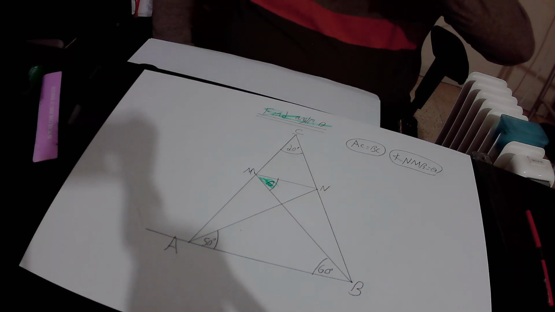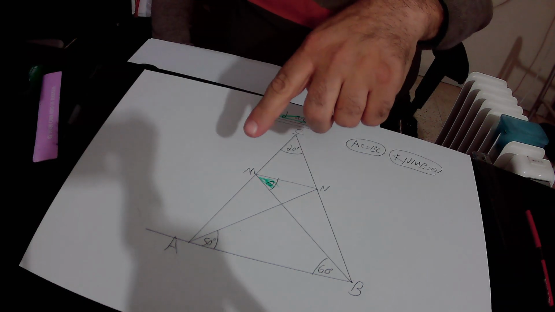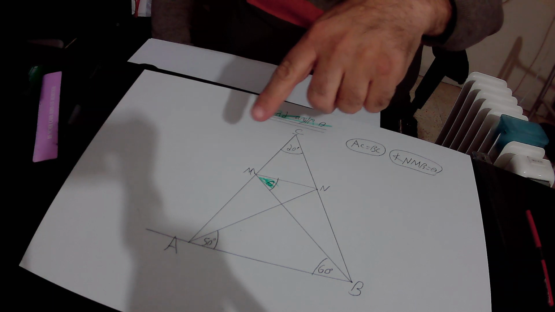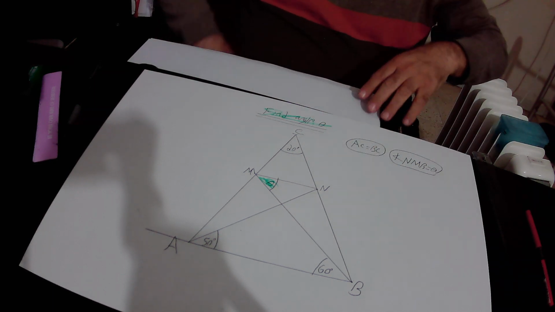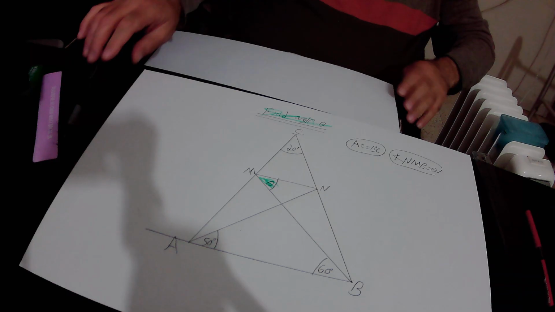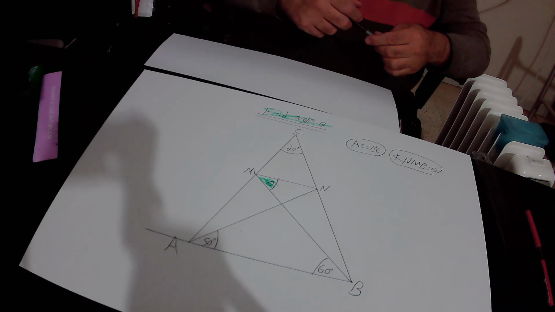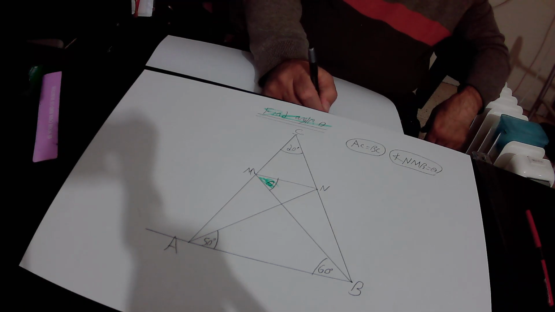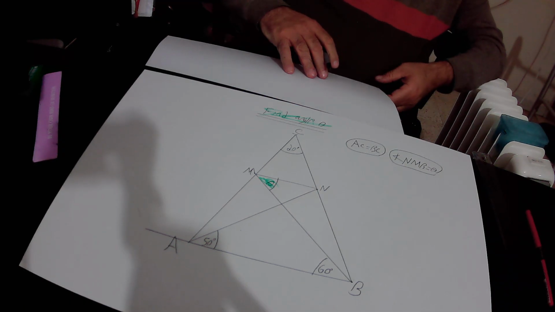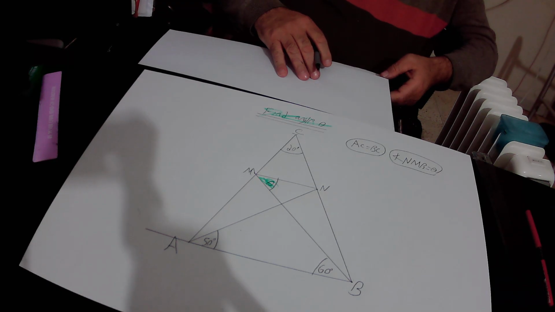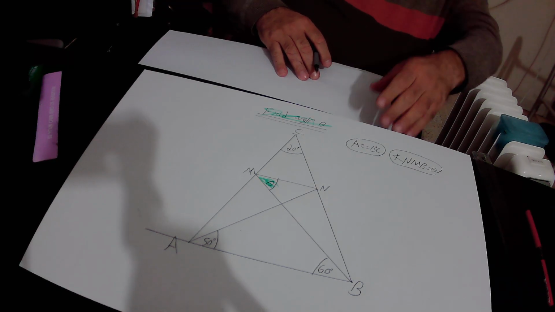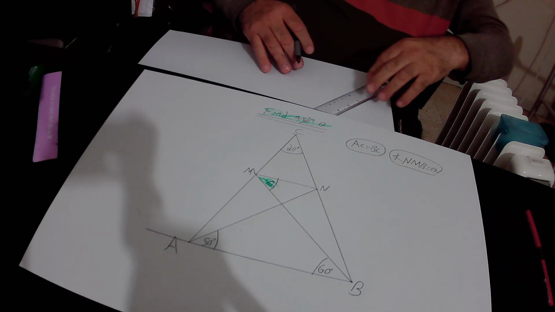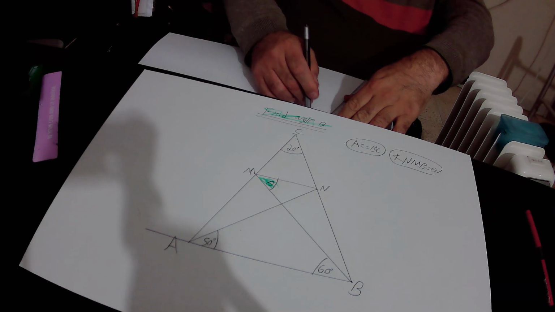Okay, so first of all, we know that triangle ABC is an isosceles triangle. CA equals CB. And we know that in front of equal sides in the triangle there are equal angles.